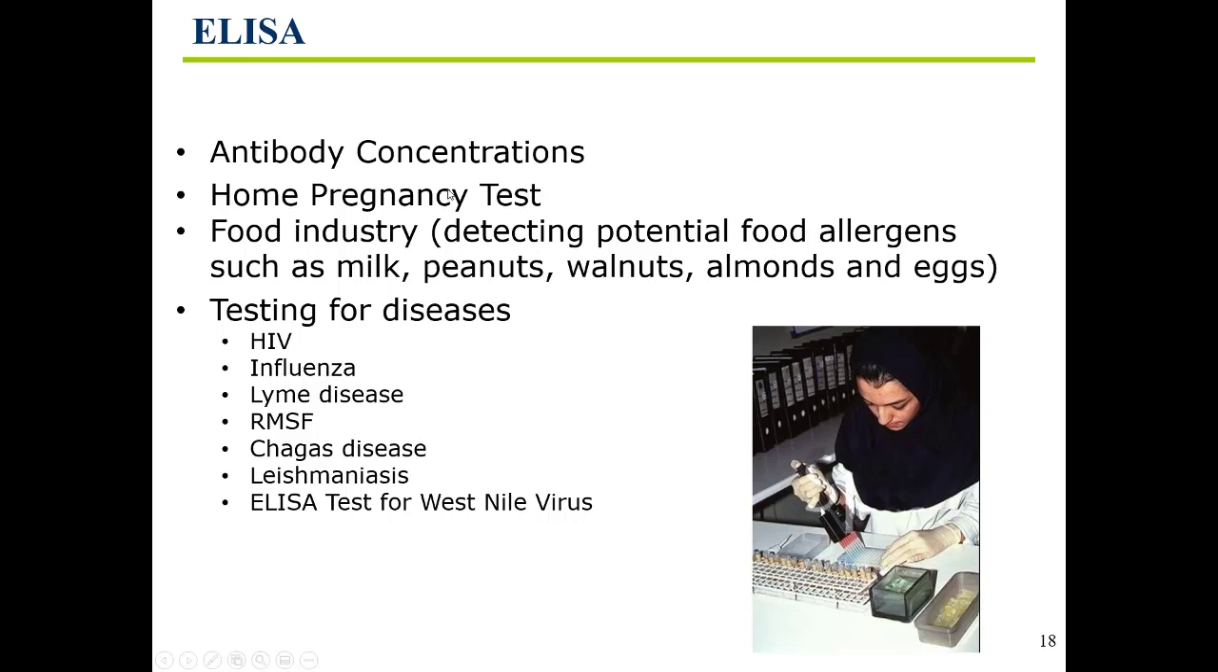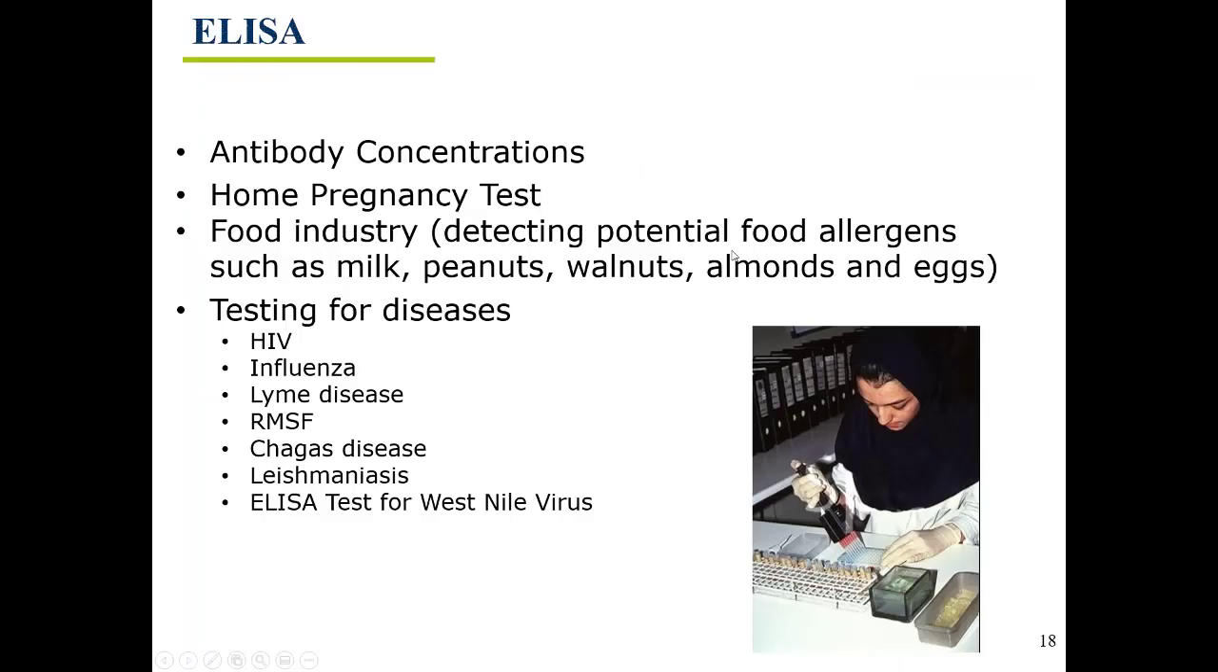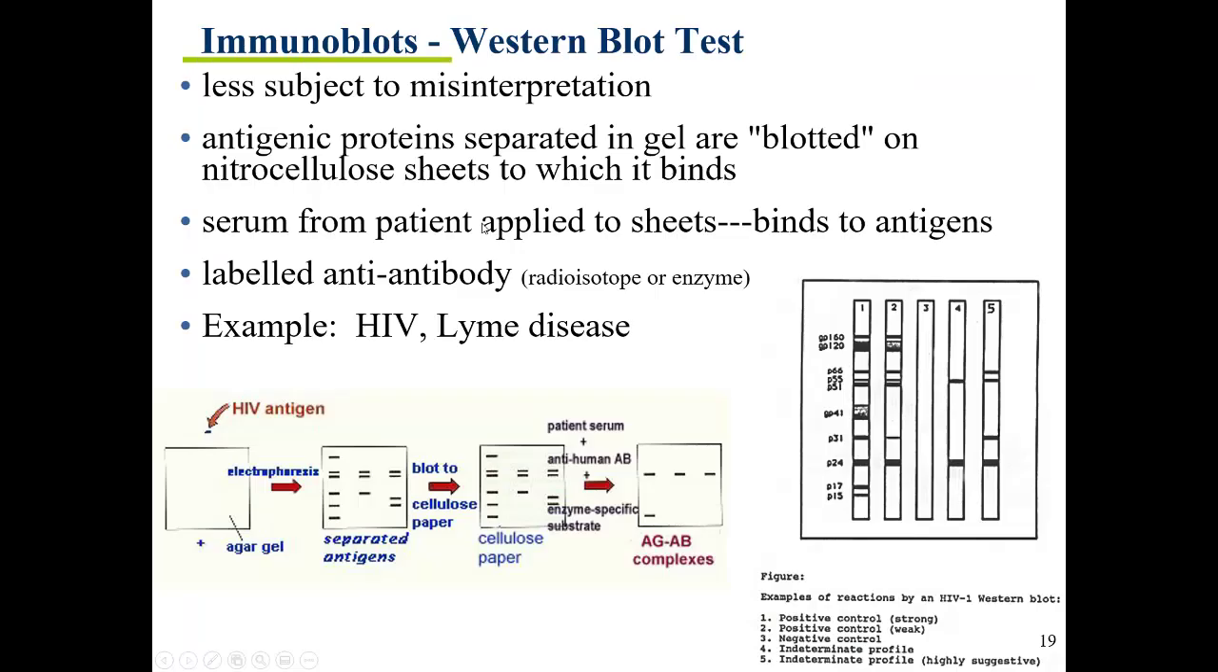The immunoblot, the Western blot test. We have talked about the Southern blot already, and this is a variation of it. This is a better test if you're testing for HIV disease. It is a more definitive test, whereas you can get more false negatives and false positives with the ELISA for HIV.